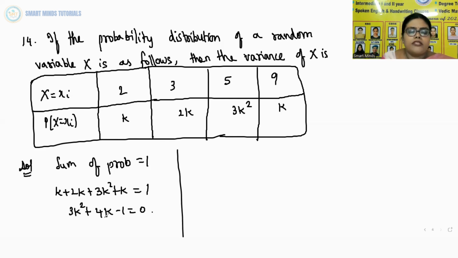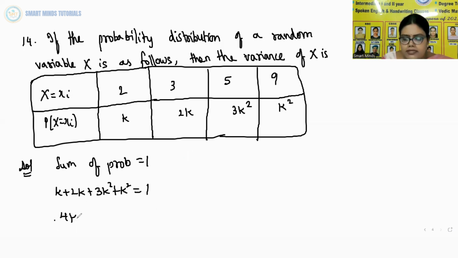Now we split the middle term. How do you split the middle term here? One minute. This is 3k, I think. One second, I will do it from here once again. Okay, there is a misprint here. This is k square. So that makes 4k square plus 3k minus 1 is equal to 0.